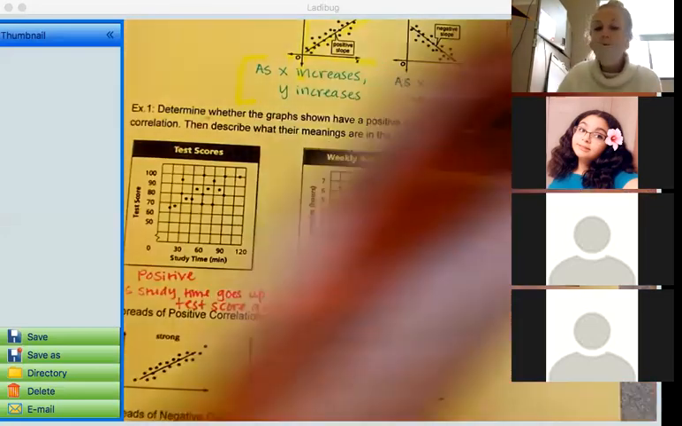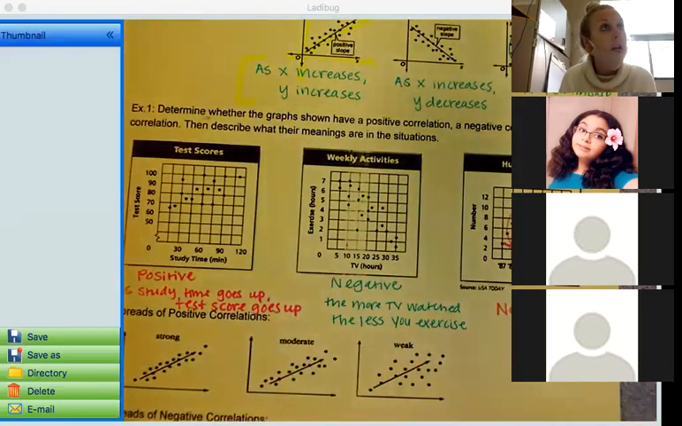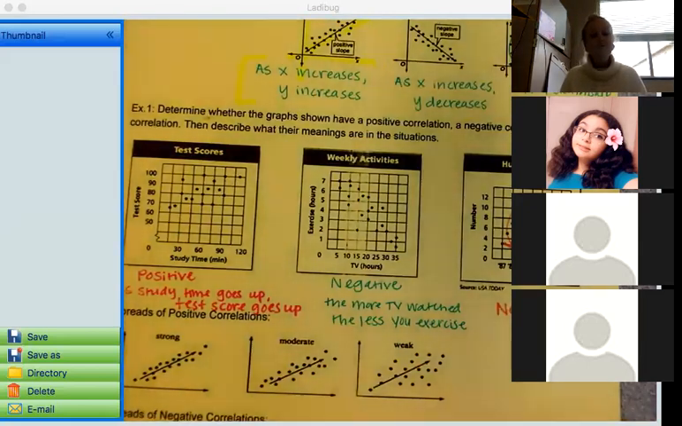So do you guys feel okay with telling what kind of correlation we have from either a description or a, what is this thing called? Help me out. A graph, thank you. I'm struggling today. If I give y'all a description, could y'all tell me what kind of correlation it is? Okay, they're saying yes, let's try it.